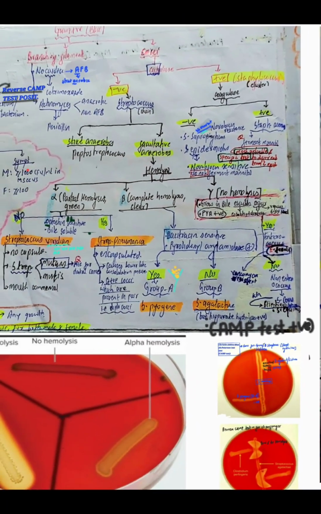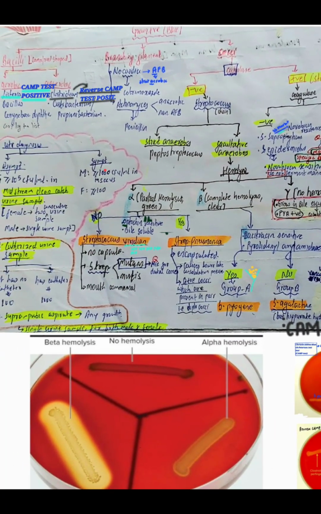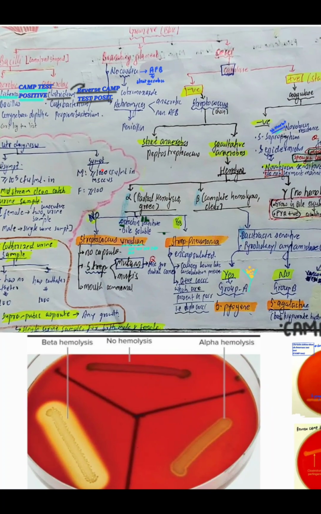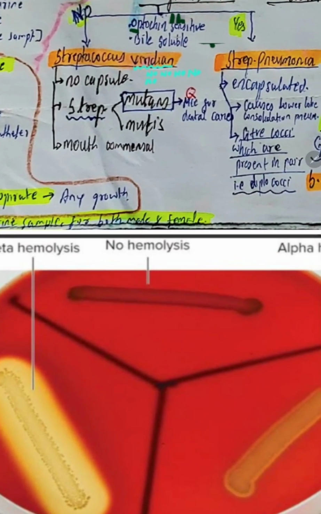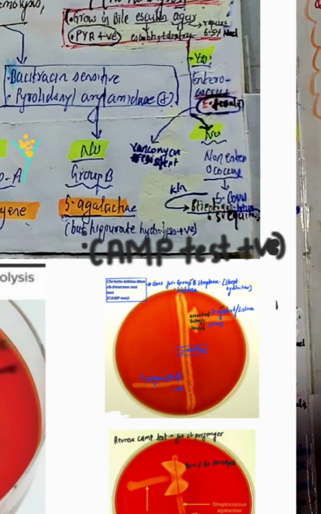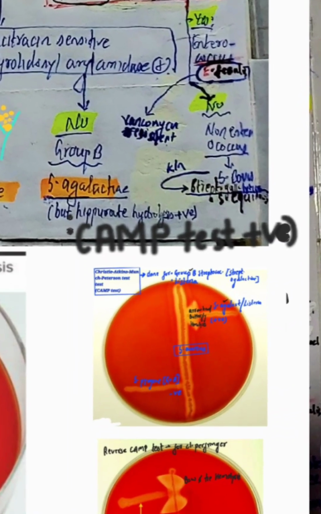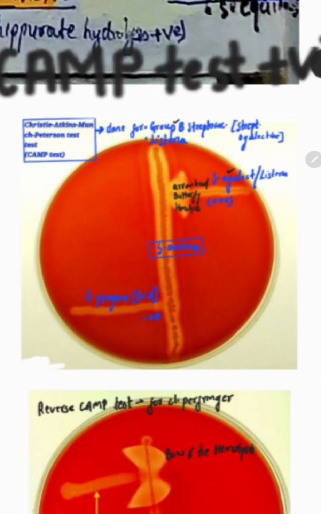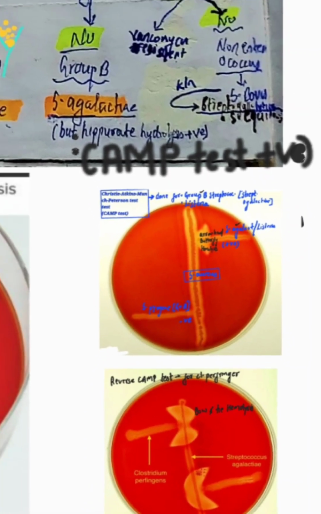Okay, see here, this is alpha hemolysis, this is beta hemolysis, and this is gamma hemolysis, meaning no hemolysis. This is the CAMP test. In the middle there will be Staph aureus and there will be an arrowhead, butterfly shape hemolysis, and this is seen with Streptococcus agalactiae and Listeria. Streptococcus pyogenes is negative because there is no arrowhead shape hemolysis. Reverse CAMP test is for Clostridium perfringens, which shows bow tie hemolysis.